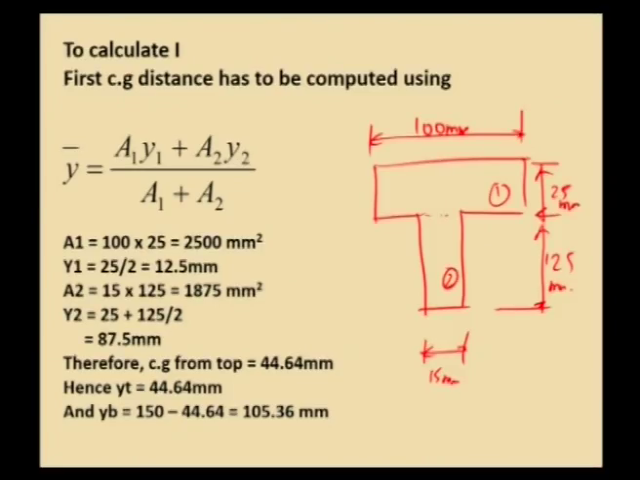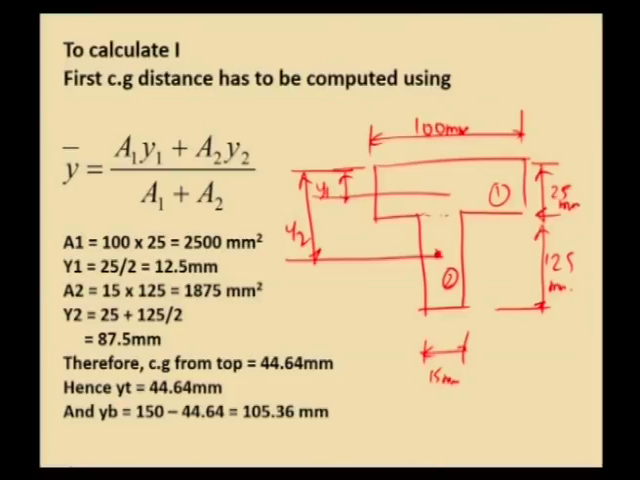So, your A1 will be equal to 100 into 25, that is 2500 millimeter squared, and y1 will be equal to the distance from the top to the CG of element 1, marked as shown in the figure. So, the value of y1 will be equal to 25 divided by 2, which is equal to 12.5 mm, and the value of A2 will be 15 mm by 125 mm. Therefore, 1875 millimeter squared will be the area of cross section of element 2, and y2 will be the distance from the top to the CG of element 2. So, this distance is y2.